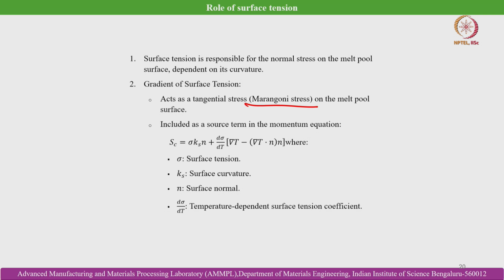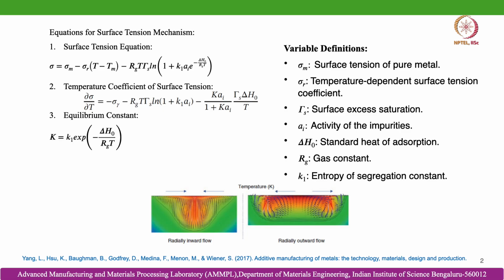How? That is, what is the surface tension source term, S sigma. Please correct it, it should be S sigma is equal to sigma Ks n plus d sigma dT into (grad T minus (grad T dot n) multiplied by n), where sigma is the surface tension, Ks is the surface curvature, n is the surface normal and d sigma dT is the temperature dependent surface tension coefficient.